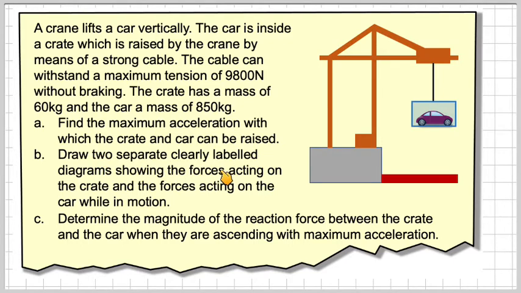Draw two separate clearly labelled diagrams showing the forces acting on the crate and the forces acting on the car while in motion, and determine the magnitude of the reaction force between the crate and the car when they are ascending with maximum acceleration. Now this is very similar to a man in the lift problem. Okay, so first step, drawing the diagram.